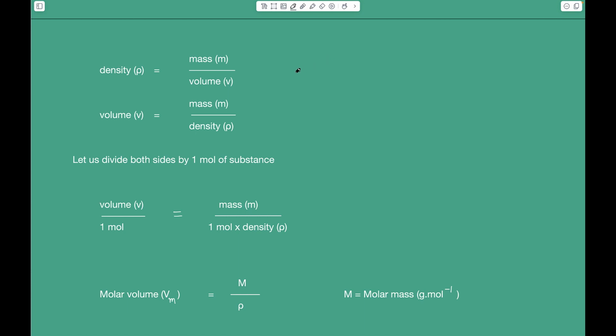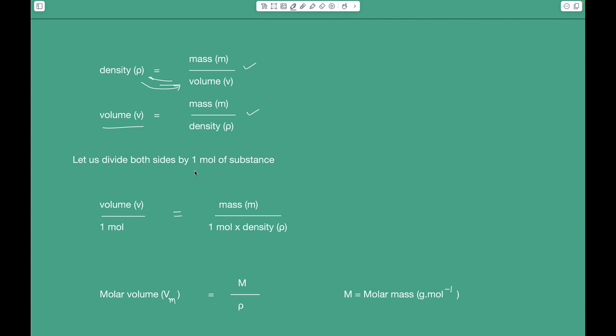The density of a substance is its mass per unit volume. That is, it is the ratio between its mass and its volume. And here is the expression for the density of a substance. Now, if you move volume to the left hand side and density to the right hand side, then the volume of a substance is given by the ratio between its mass and its density.